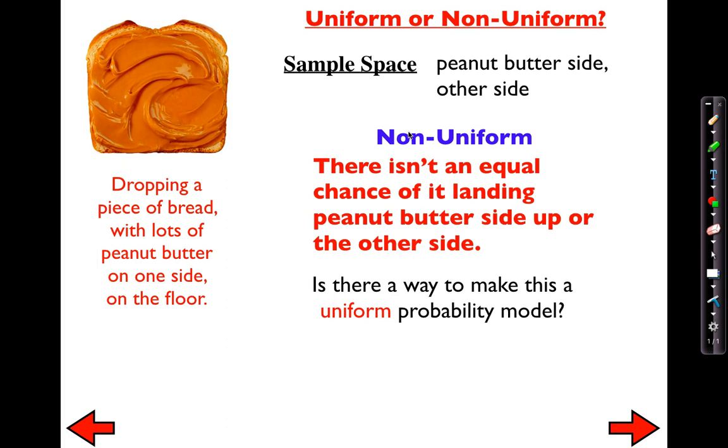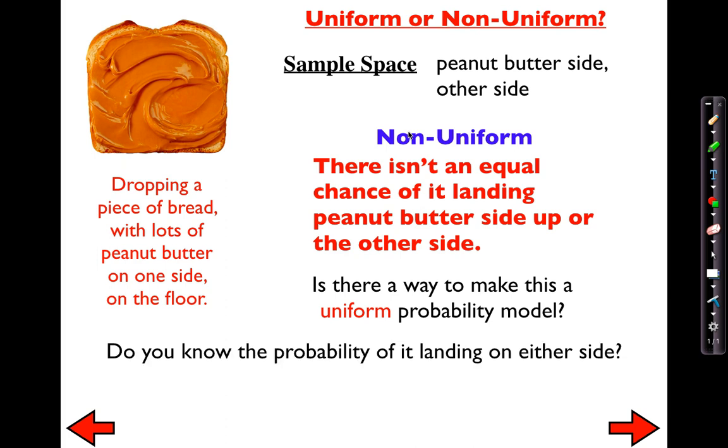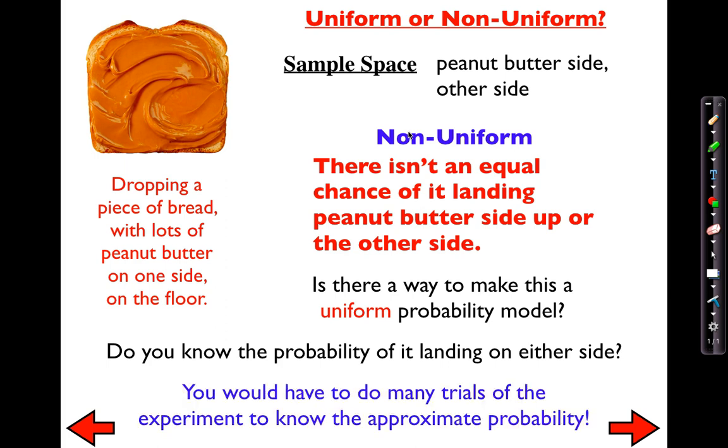But is there a way to make it so that it is a uniform probability model? There is. You can simply add the equal amount of peanut butter on the other side, or simply remove the peanut butter from that one side. So do you know the probability of it landing on the other side? No. The only way would be to conduct many trials of the experiment, and that would be your way of approximating the probability.